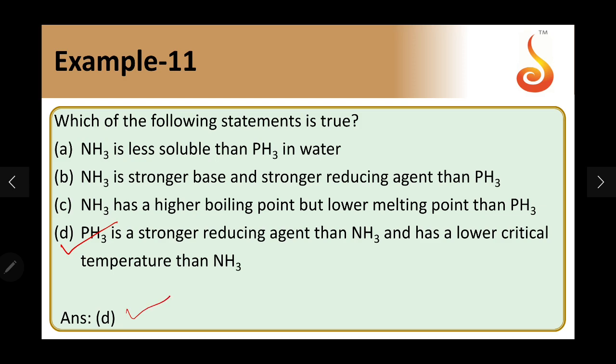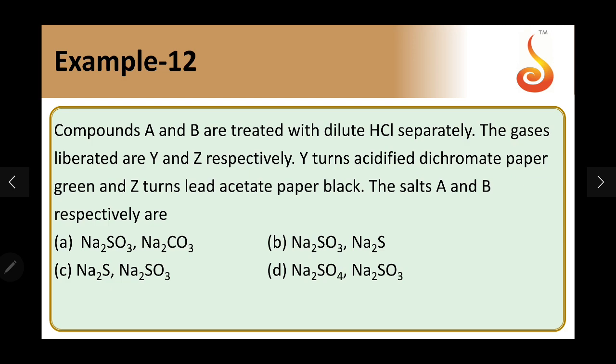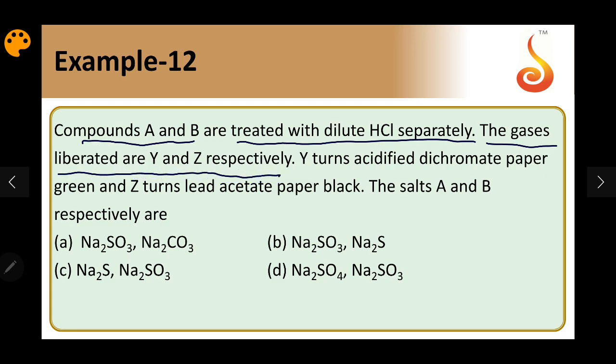Example 12. Compounds A and B are treated with dilute HCl separately. The gases liberated are Y and Z respectively. Gas Y turns acidified dichromate paper green and Z turns lead acetate paper black. The salts A and B are?